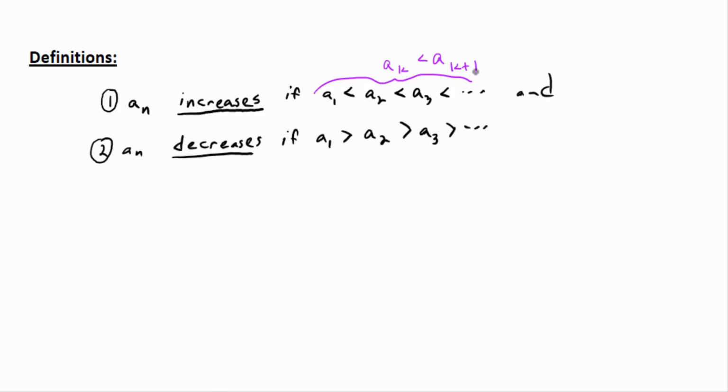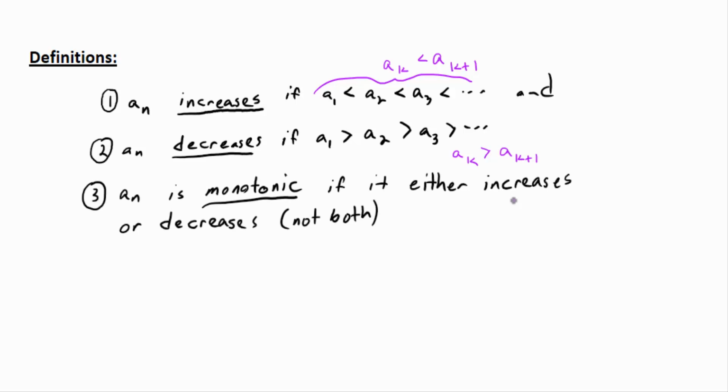Switch that inequality around if a_n decreases. a_n decreases if a_1 is bigger than a_2, which is bigger than a_3, which is bigger than a_4. So you switch this inequality around and you could say a_k is bigger than a_(k+1). It's monotonic if it either increases or decreases, but not both. So if you graph the points that represent the outputs of the sequence, it either goes up or it goes down, but not both. That's what monotonic means.